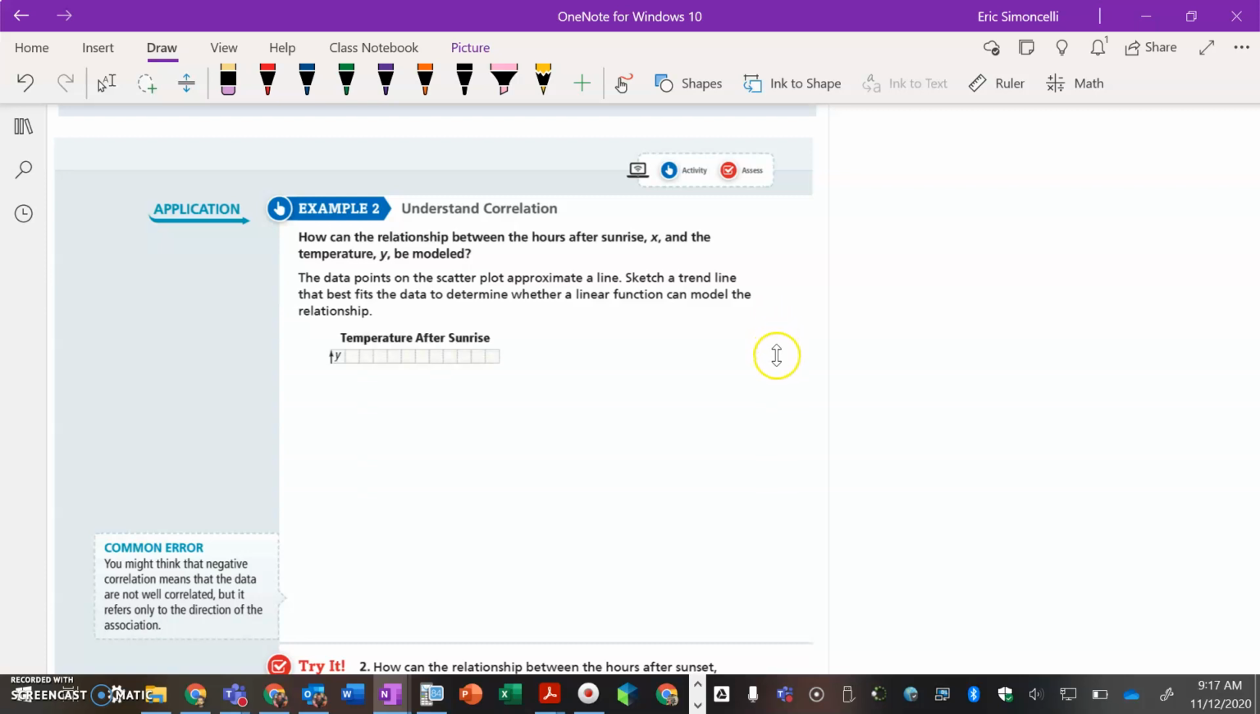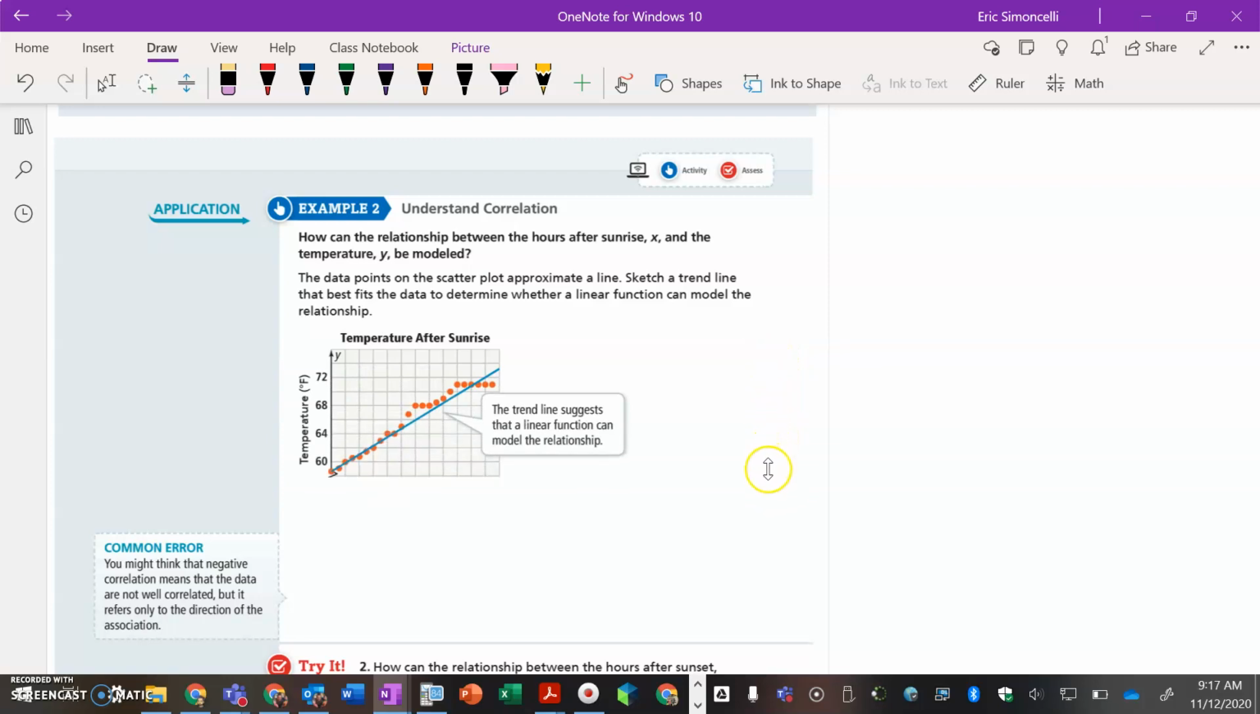So here's our graph, temperature after sunrise. You can kind of see here, like we've seen already on other problems, that there is a trend in the positive direction, or there is a positive association. But on top of that trend, measuring hours versus temperature, the trend line suggests that a linear function can model the relationship. The line in blue, again, is not suggesting it goes through every single point, of course, but it is a trend line that models, generically speaking, how this is taking shape.